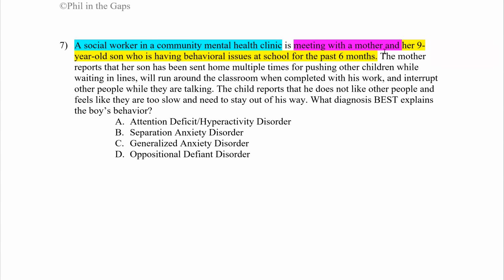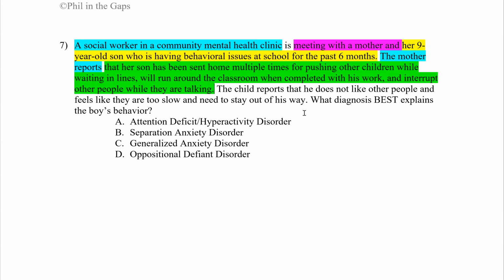Hop on top of it because it paints a picture of what we're looking at. The mother reports, so it's not our client, that the son has been sent home from school multiple times for pushing other children while waiting in lines, running around the classroom when his work is completed, and interrupting other people while they are communicating. And the child reports he does not like other people and they are too slow and need to stay out of his way. What diagnosis best explains the boy's behavior? Let's break down each diagnosis and compare back to the question to see what we're looking at in this particular situation.